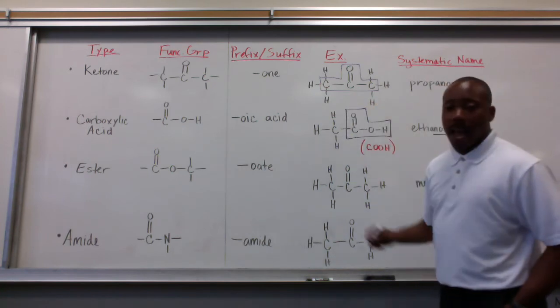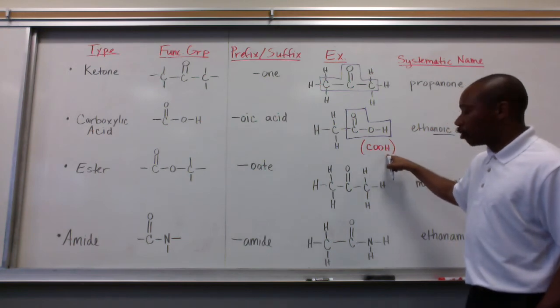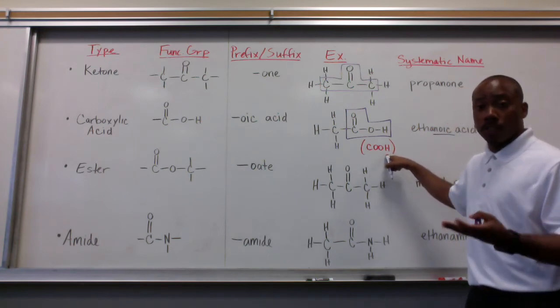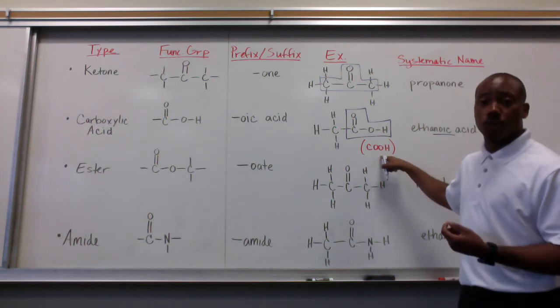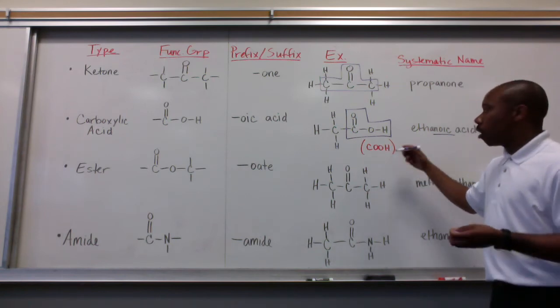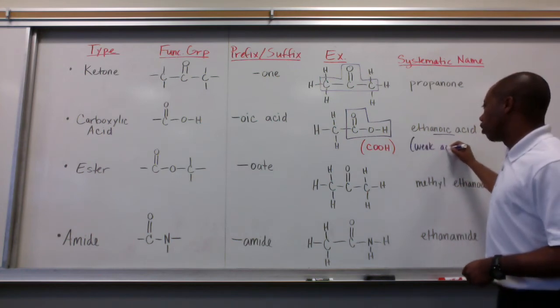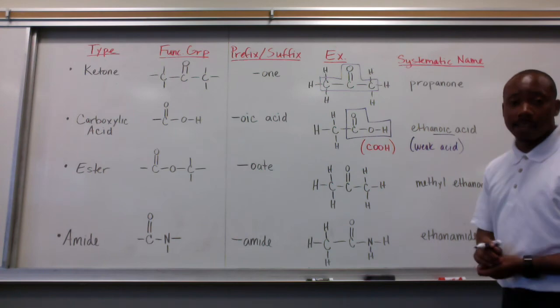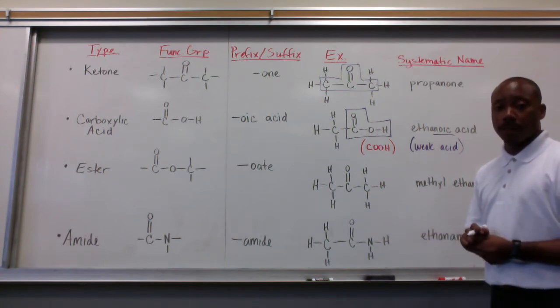If you remember back to our acids and bases chapter, we oftentimes saw this COOH as being a part of a certain chemical formula. This represents a carboxylic acid functional group. And we said carboxylic acids were most of the time weak acids. That's another connection that we can make from previous chapters.